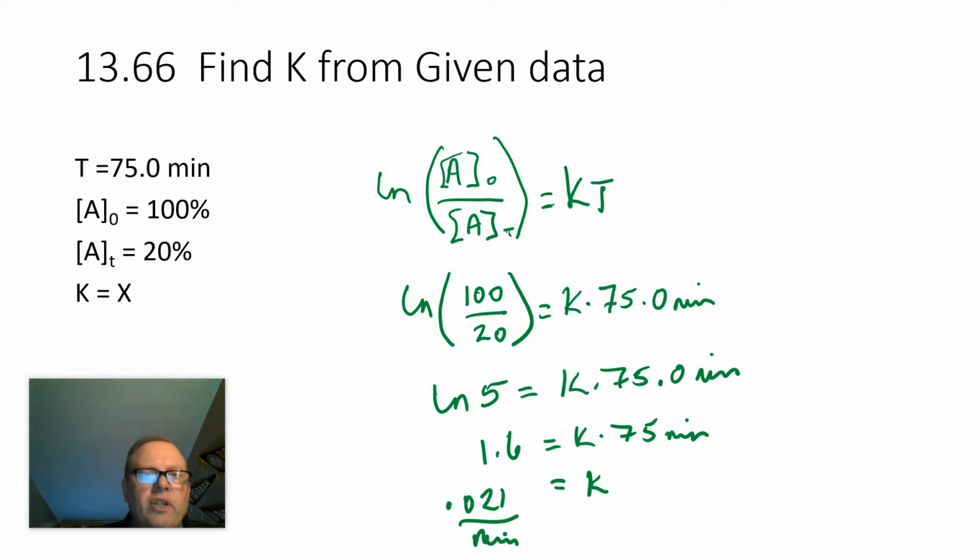For 13.66, finding K from the given data, using the typical formula format here, what we have is ln of initial over t is equal to kt. So I filled in our values. I'm going to take the ln of 5 is equal to k times 75 minutes. ln of 5 is 1.6 equals k times 75 minutes. So k, I simply take that 1.6 divided by 75 and I get 0.021 per minute, and that is my final answer. And that's how we find K.